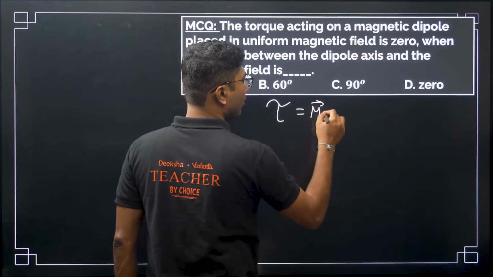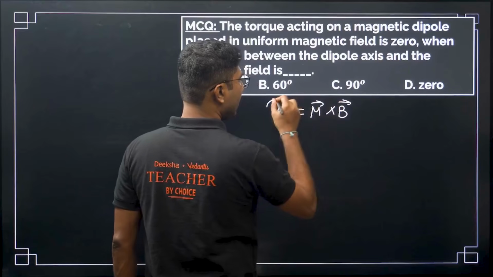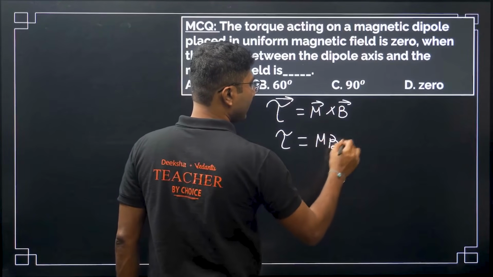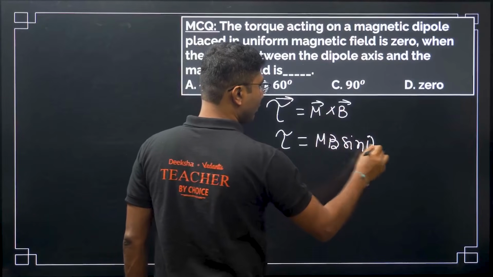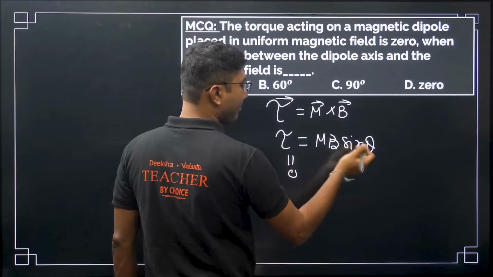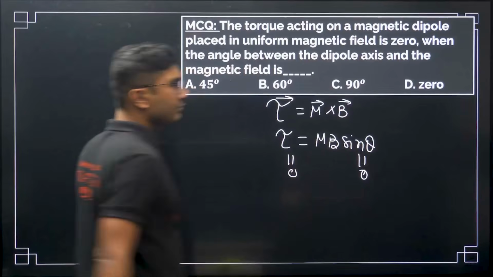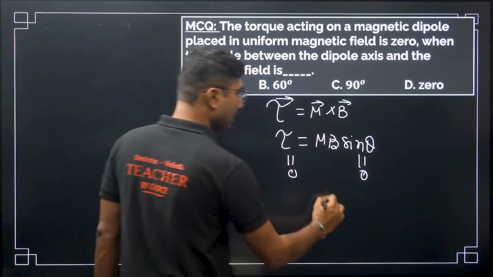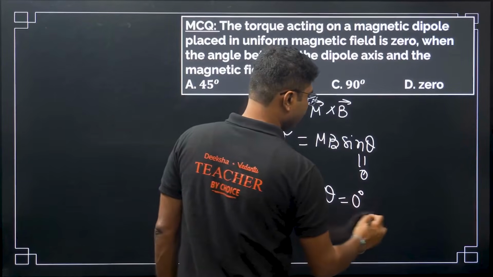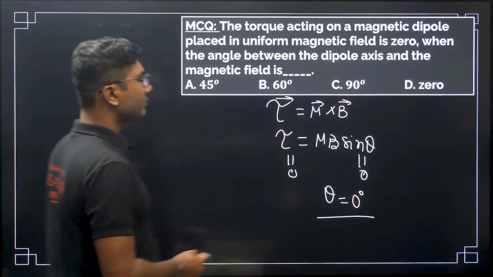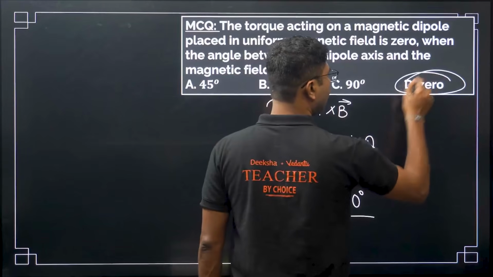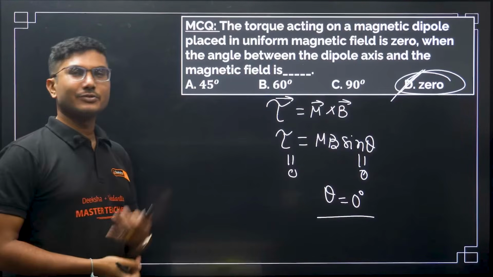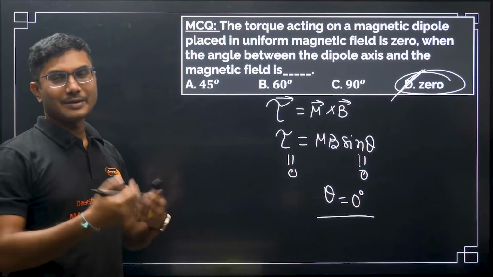Torque is M cross B, right? Or magnitude-wise, MB sin theta. So if torque is 0, MB cannot be 0 always, so sin theta has to be 0. So sin theta 0 means what? Theta must be equal to 0 degree, not 90. Not always 0 means 90. So there is a tendency that students think if it is 0, that means the angle is 90.